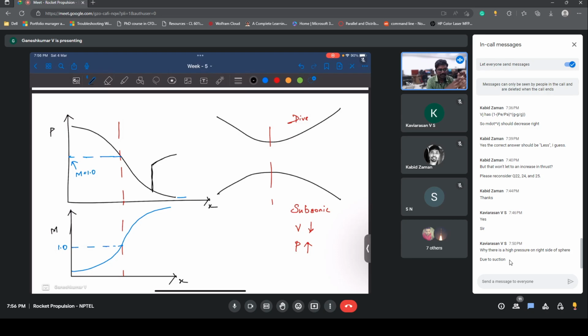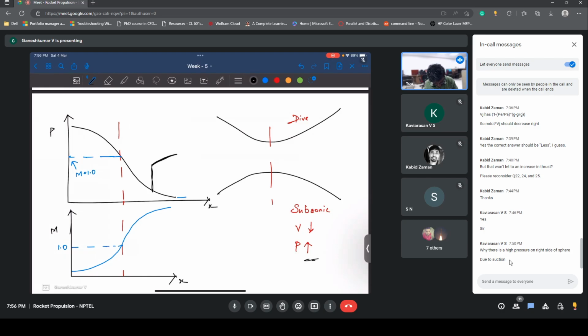Unlike oblique shocks, where you can have supersonic flow both upstream and downstream, in normal shocks you cannot have a supersonic downstream, because it just stops the flow and makes it subsonic. When it makes it subsonic, you know what happens in the divergent part: the pressure is going to increase. So there will be an increase in pressure.